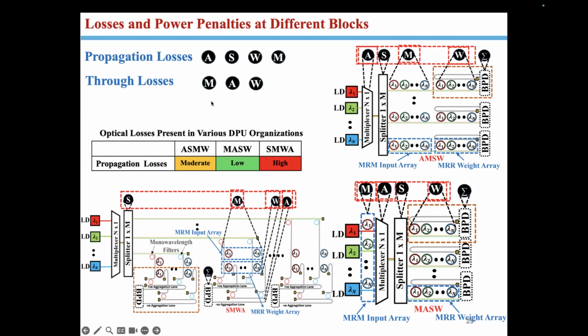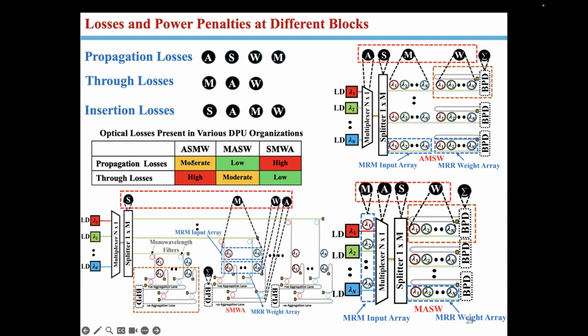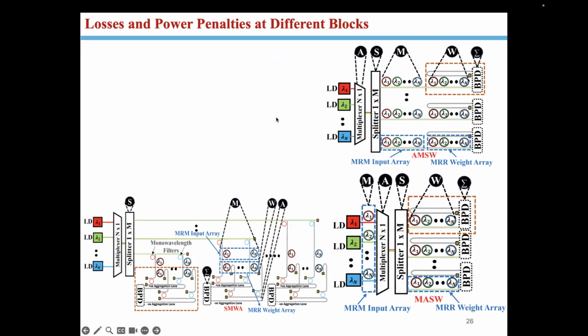And if you look at it, the through loss will be highest in this sort of design, and lowest in this sort of design. Why? Because you don't have out of band through loss in SMWA, but you will have the out of band through loss highest in the ASMW design, and so forth, right? And if you talk about the insertion loss of devices themselves, for a wavelength, every wavelength will have to pass through very few, let's say, active devices in this case. So that's why SMWA will end up having very low insertion losses versus the other designs, right? And so forth. So those are the losses.